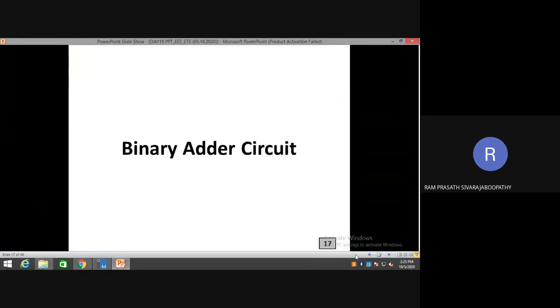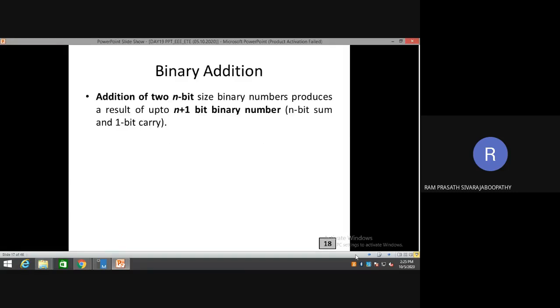So now in this session we are going to discuss the binary adder circuit. You already know what binary addition means, and we all know how we performed it. I will recollect it one more time. Addition of binary numbers produces a result of up to n plus 1 bit binary number, as we have already discussed. So n bits are the sum and 1 bit is the carry.